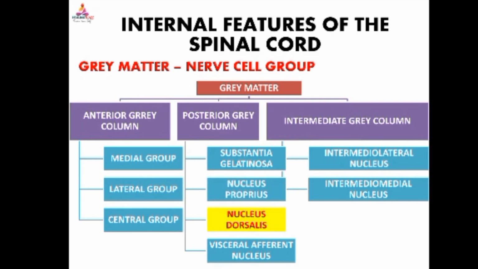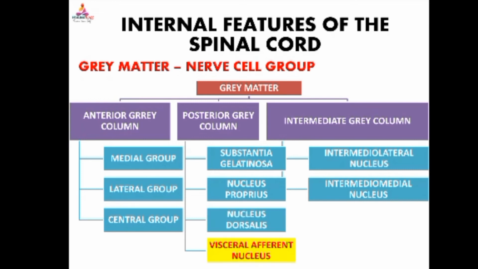Next is the nucleus dorsalis. Occupies the medial part of the base of the posterior gray column, projecting somewhat into the posterior funiculus and extends from C8 to L2 or L3 segment of the cord and receives proprioceptive afferent, that is muscle and joint sense, and exteroceptive afferent, touch and pressure, from the trunk and lower limb.